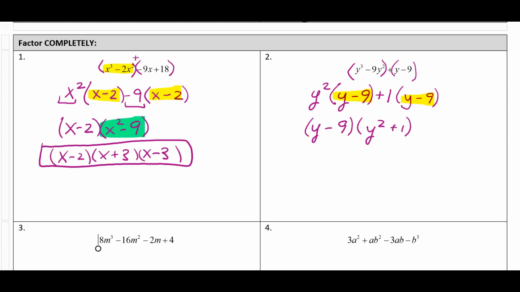Now we are going to check for our difference of perfect squares. So this one here is a difference, but y minus 9 isn't perfect squares. Y should be y squared, and since it's not y squared, it's not a difference of perfect squares. Y squared plus 1 isn't a difference, so this is our answer. We're done.